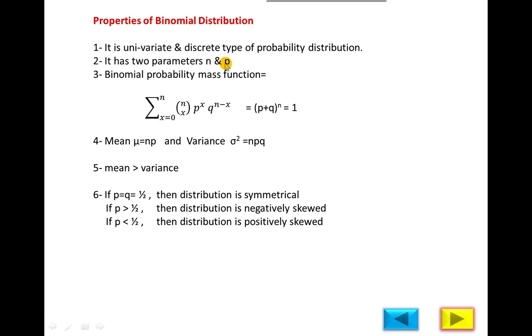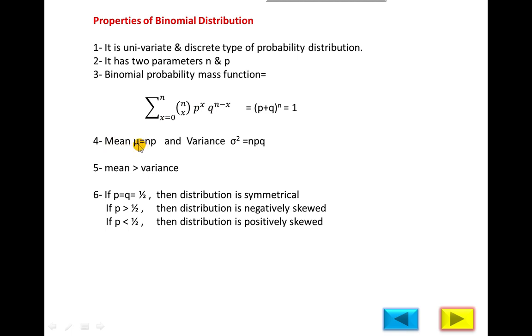So n and p are parameters. Parameter means population value, given value, standard value. With the help of n and p, we can find the probability of x. This is the formula of the binomial probability function. This is equal to P plus Q power n. You have used this formula in mathematics. A plus b power n is the binomial theorem. If you expand this, you will obtain this. If you substitute different values of x equal to 0, 1, 2, 3 up to n, you will obtain this. Sum of the probability equal to 1, 1 power n is equal to 1. The sum of the probabilities is always equal to 1.